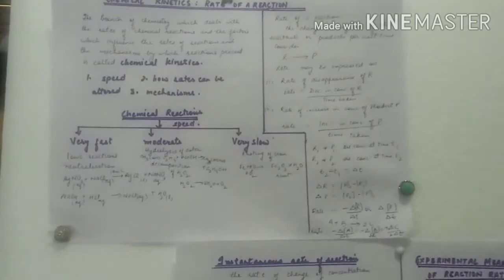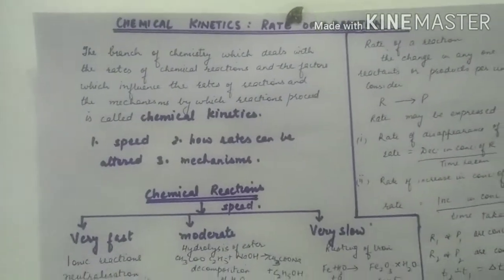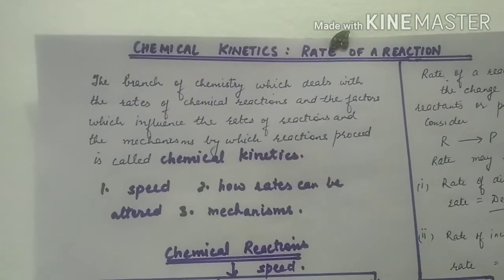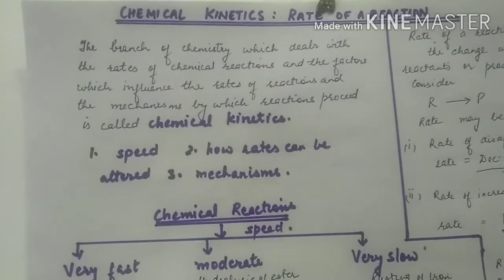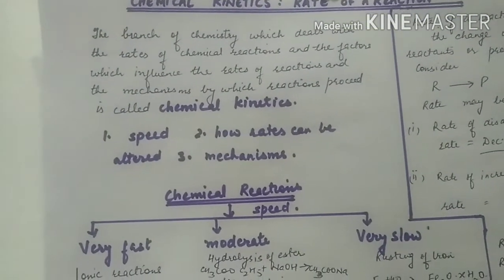Good morning, students. Our topic for today is chemical kinetics, rate of reaction. The branch of chemistry which deals with the rates of chemical reactions, the factors which influence the rates of reactions, and the mechanisms by which reactions proceed is called chemical kinetics.